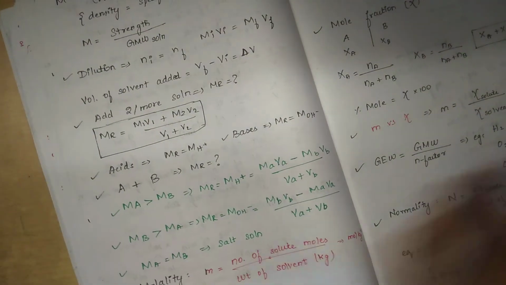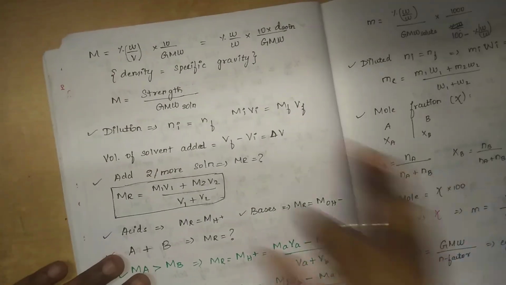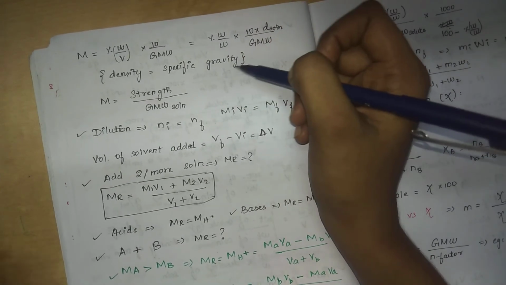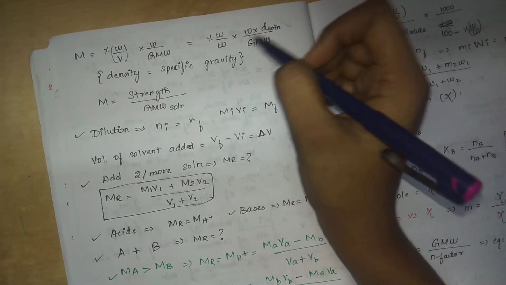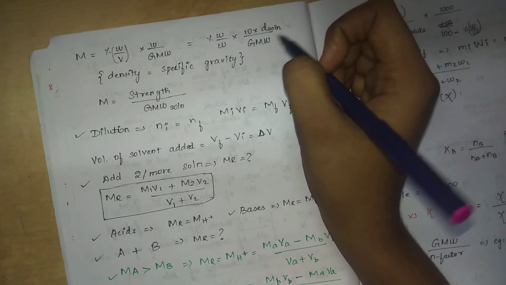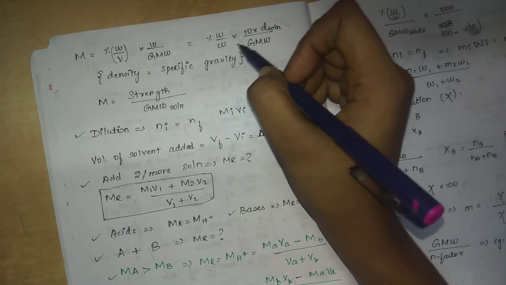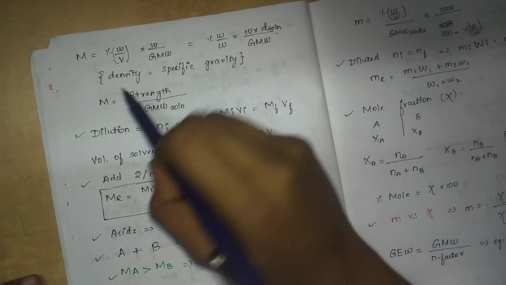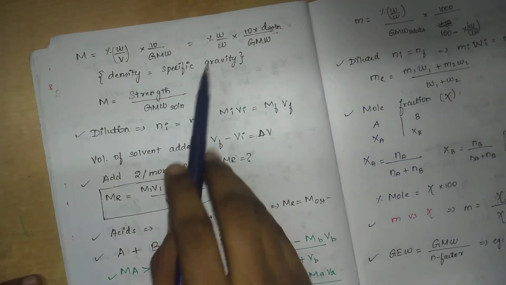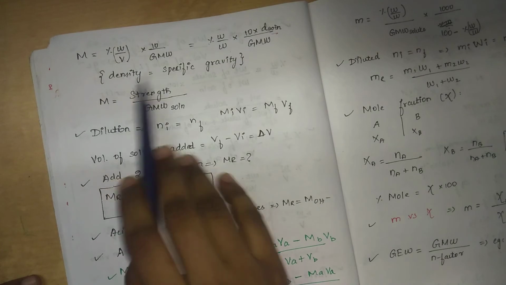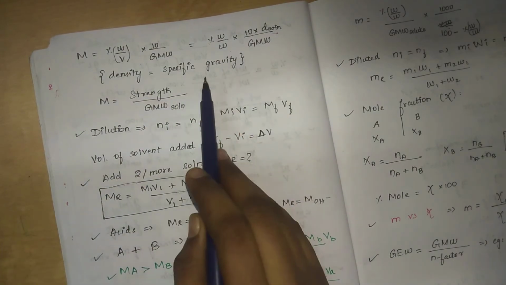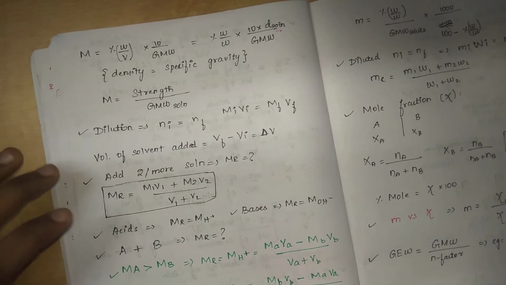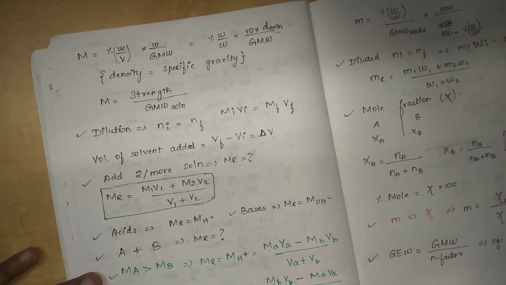Next one. The other formulas are percentage weight by volume into 10 by gram molecular weight. And we can also include this term by multiplying the density: percentage weight by weight into 10 into density of the solution divided by gram molecular weight. Here they can give in a question specific gravity, which means density only. You should know that specific gravity means density only. Molarity equals strength divided by gram molecular weight of the solution.